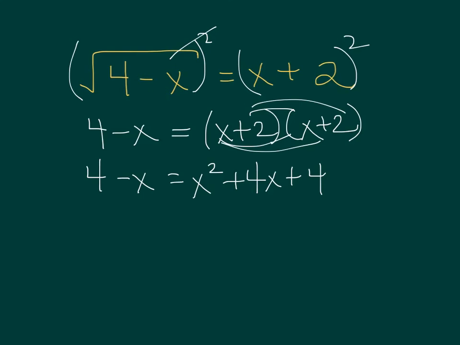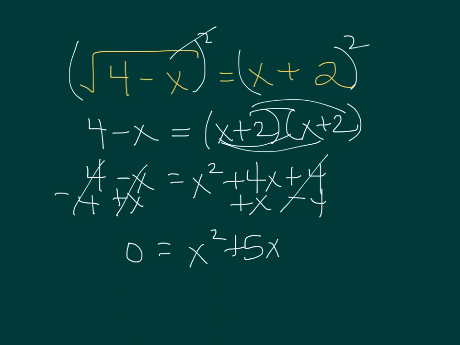Now I need to solve for x, and I've got an x squared. And if you remember from your Algebra 2, when you are solving for x and you have an x squared, you have to set it equal to 0 and factor. In other words, we need to add this x over, and we need to minus this 4 over, and actually set this equal to 0. 4x plus x is 5x, positive 4 and negative 4 cancels. I'm left with x squared plus 5x.